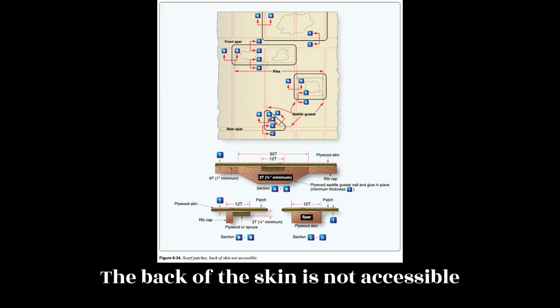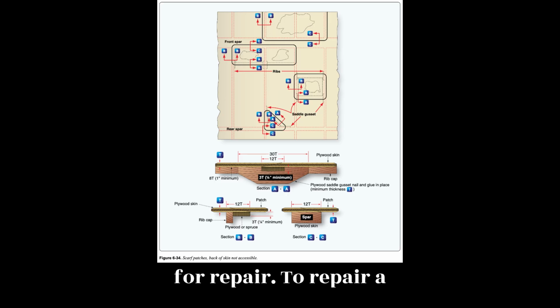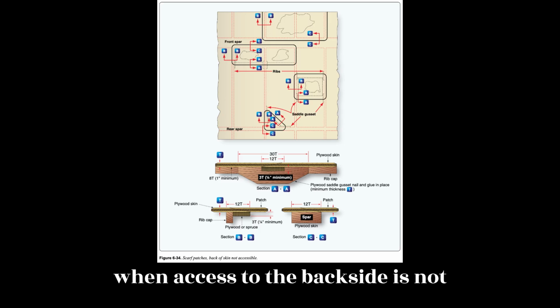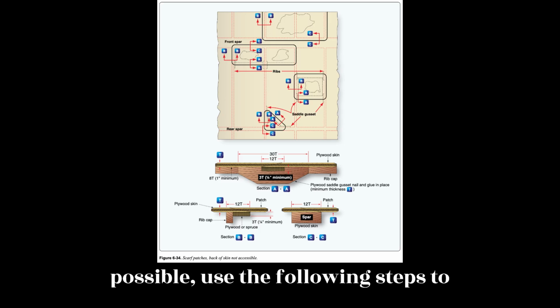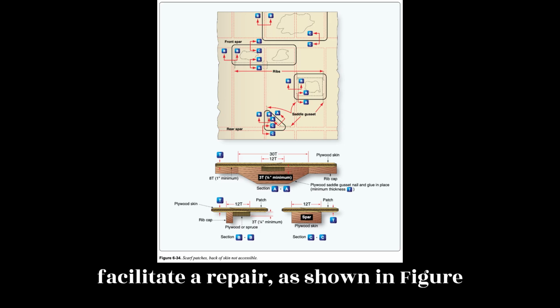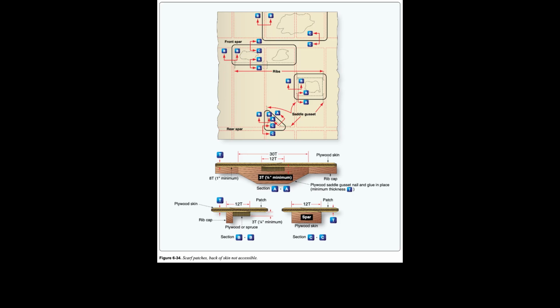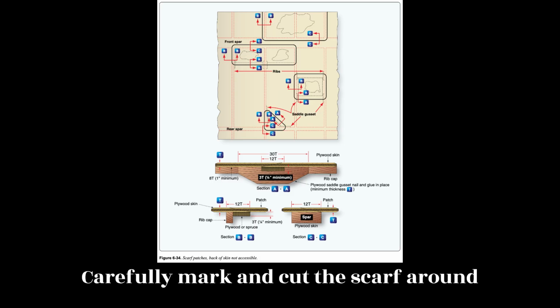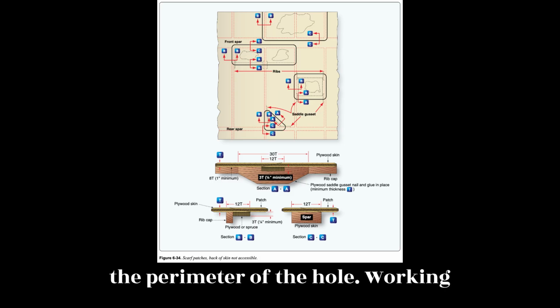The back of the skin is not accessible for repair. To repair a section of the skin with a scarf patch when access to the backside is not possible, use the following steps to facilitate a repair, as shown in Figure 6.34. Cut out and remove the damaged section. Carefully mark and cut the scarf around the perimeter of the hole.